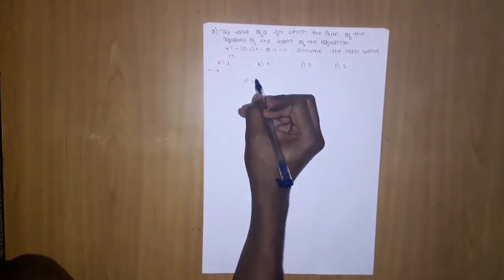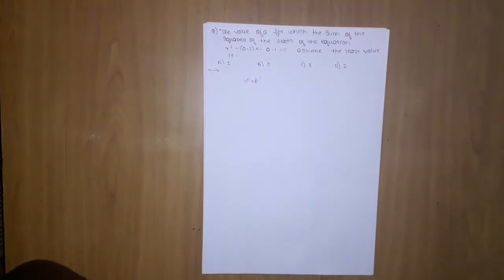Okay guys, so we are done with 8 questions, so we can finish it today. So here comes the next question, as follows: the value of a for which the sum of the squares of the roots of the equation x square minus (a minus 2)x minus (a minus 1) assumes the least value is. Let's read again. The value of a for which the sum of the squares of the roots, if I assume its roots are alpha and beta, then what they mean is that this should assume the least value, meaning minimum value.